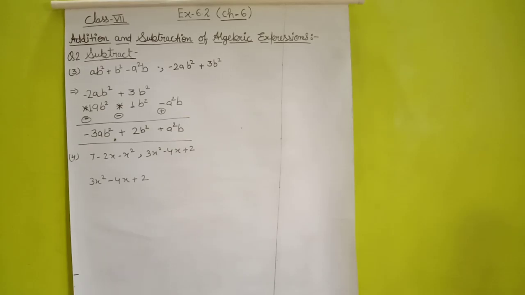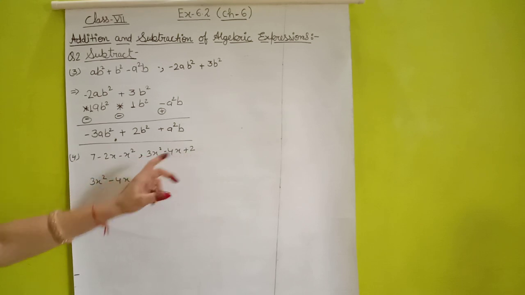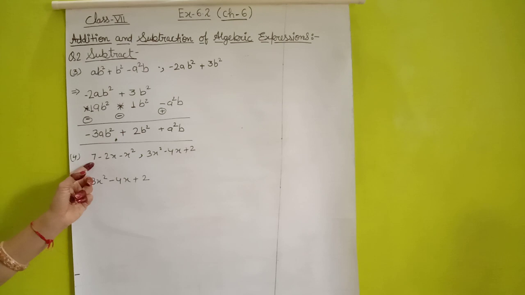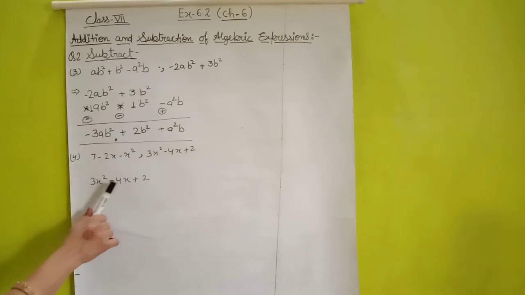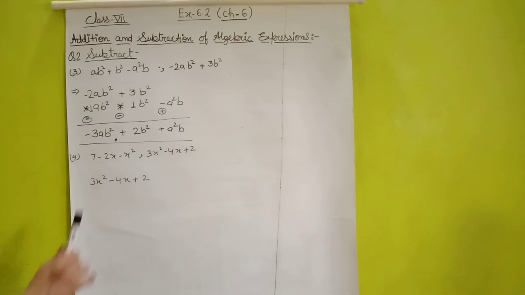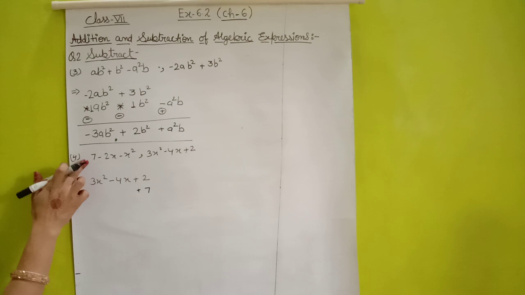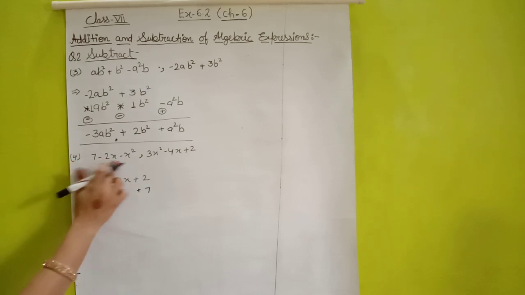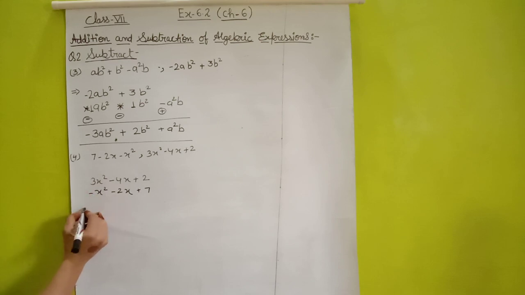One more question is students. 7 minus 2x minus x square, 3x square minus 4x plus 2. From the second term, we are to subtract first term. So first of all, I have written this second term, 3x square minus 4x plus 2. Now this 7 will come downside of 2 with plus sign because it is having plus sign. Minus 2x, it will come here, and minus x square will come here.